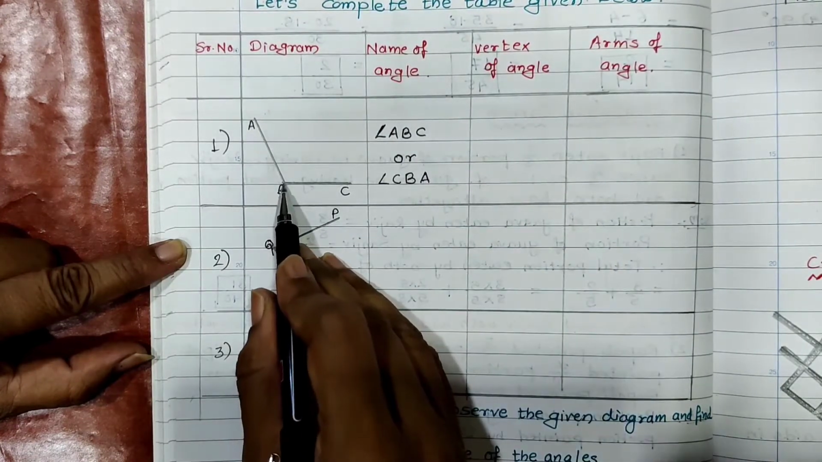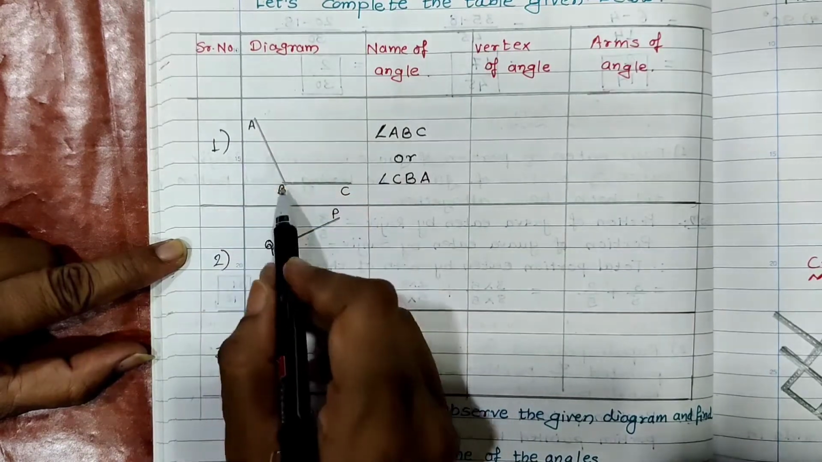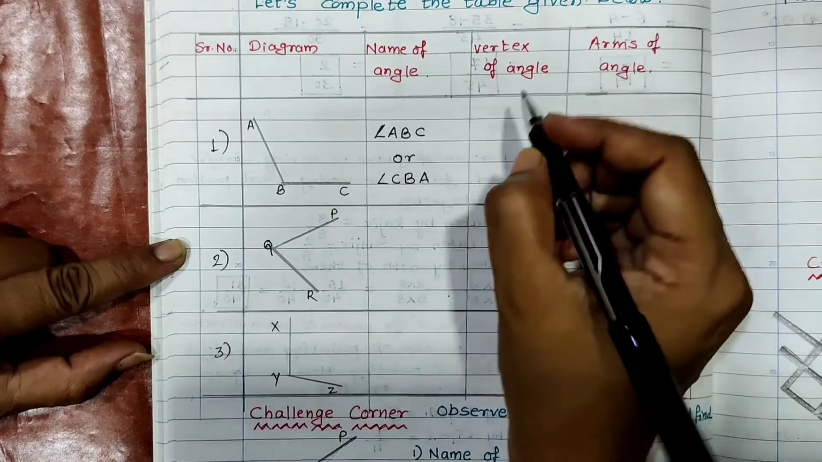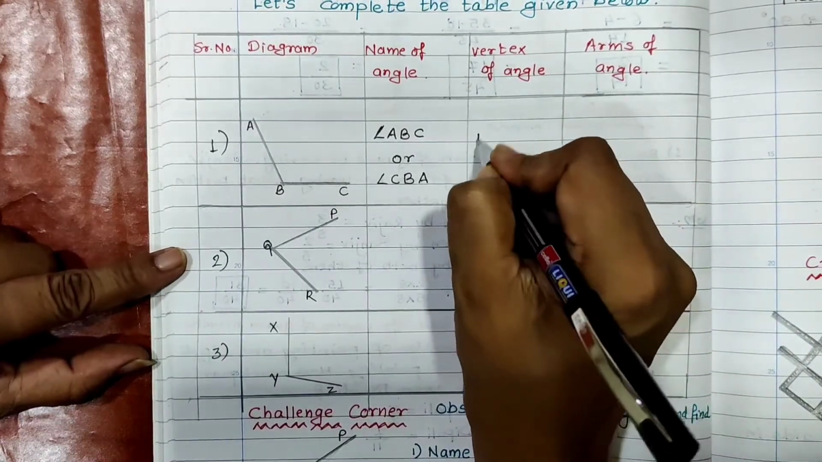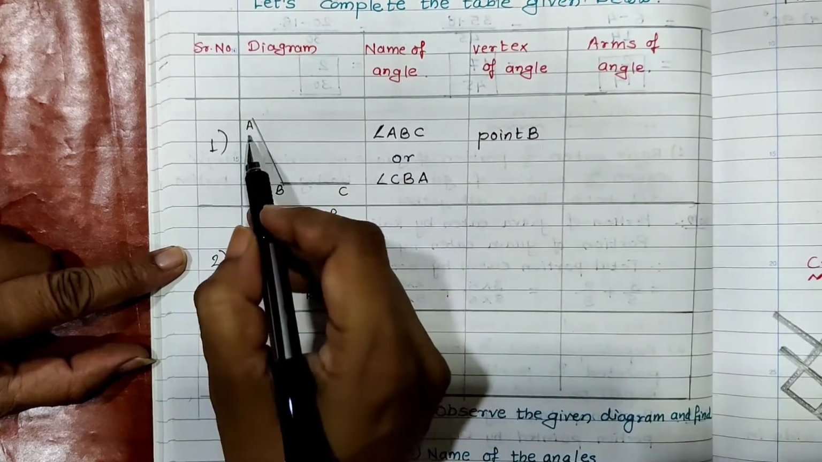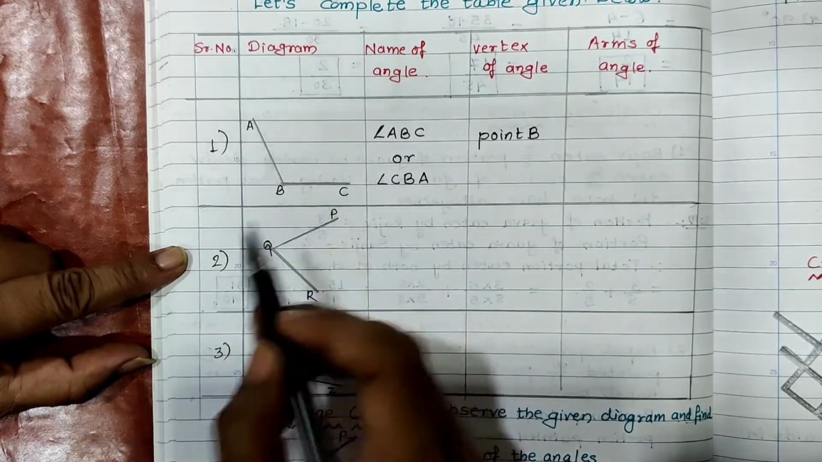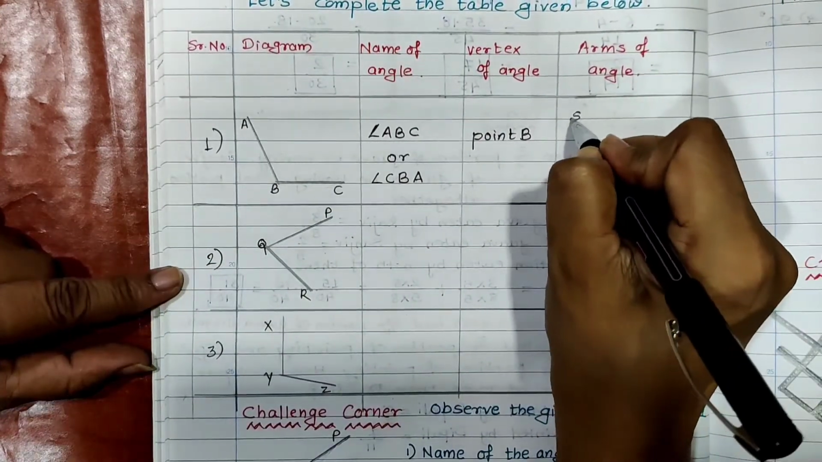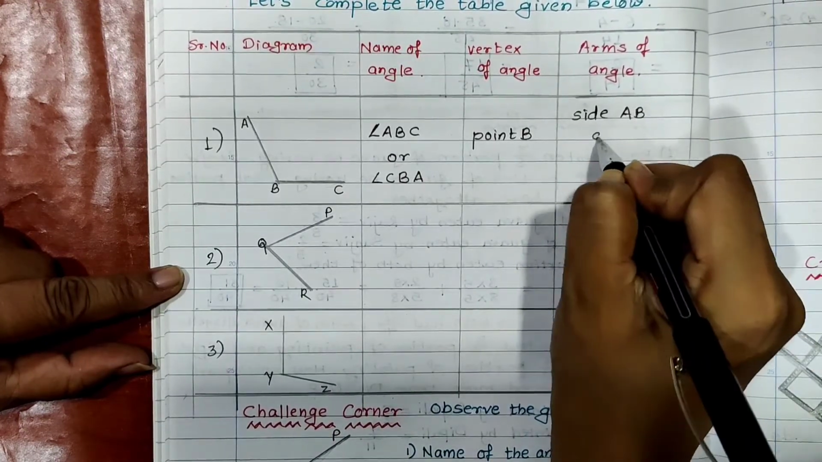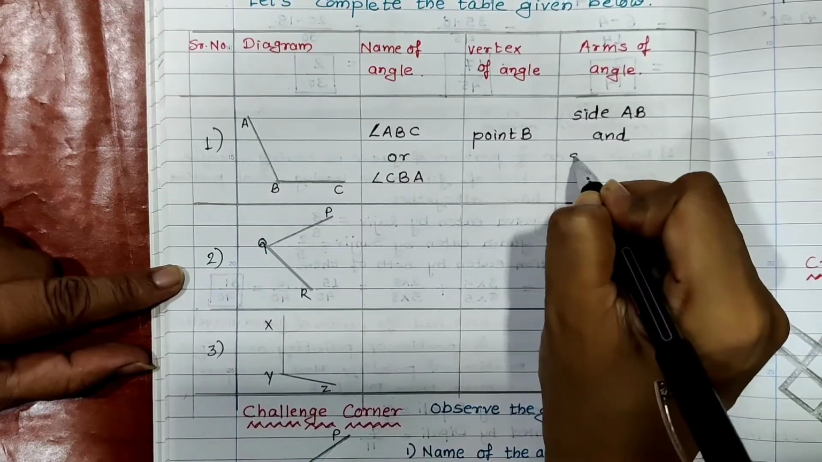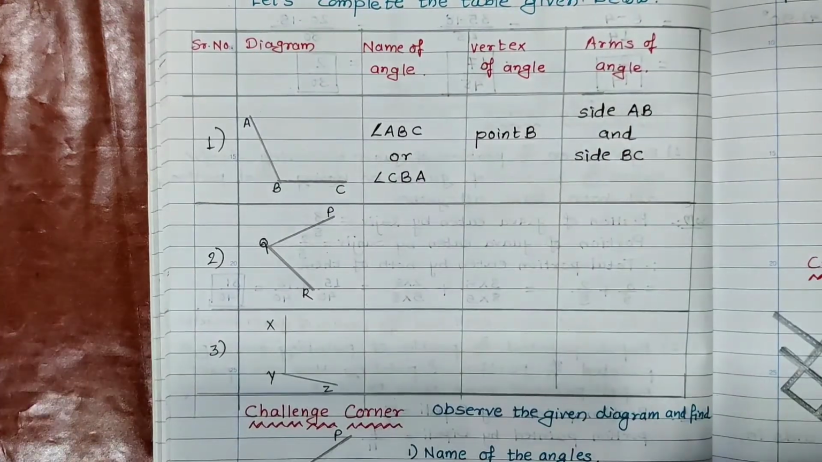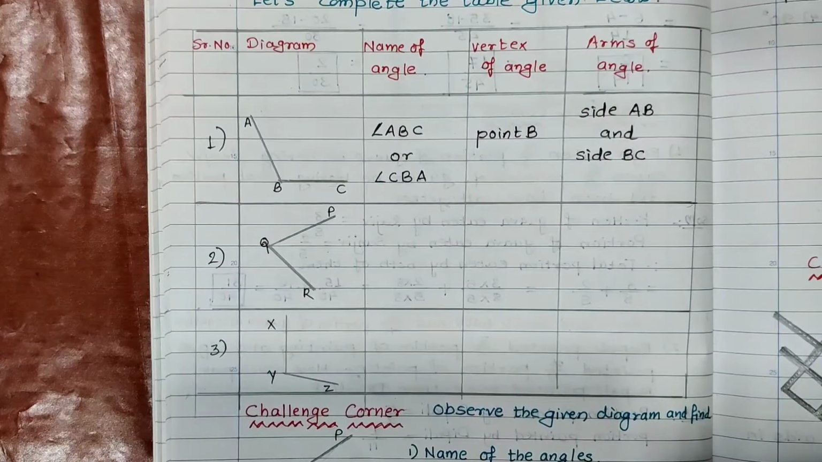What is the vertex? Point B is the vertex where these two arms meet or intersect each other. That point is the vertex of the angle. So point B is the vertex. Which are the two arms? Side AB and side BC are the two arms. In this way we have to write all these answers.